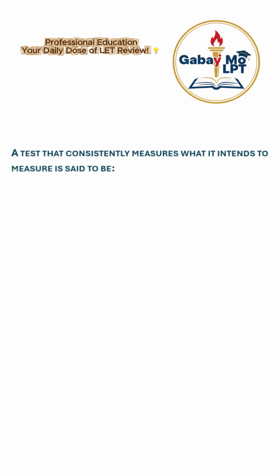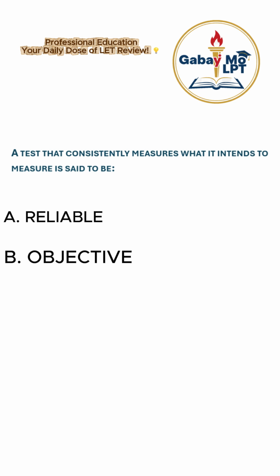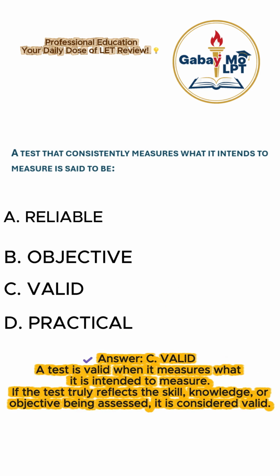A test that consistently measures what it intends to measure is said to be A. Reliable, B. Objective, C. Valid, D. Practical. Answer C. Valid. A test is valid when it measures what it is intended to measure. If the test truly reflects the skill, knowledge, or objective being assessed, it is considered valid.